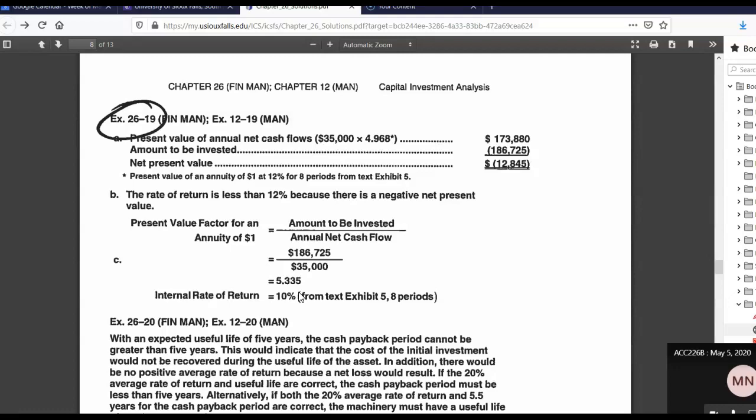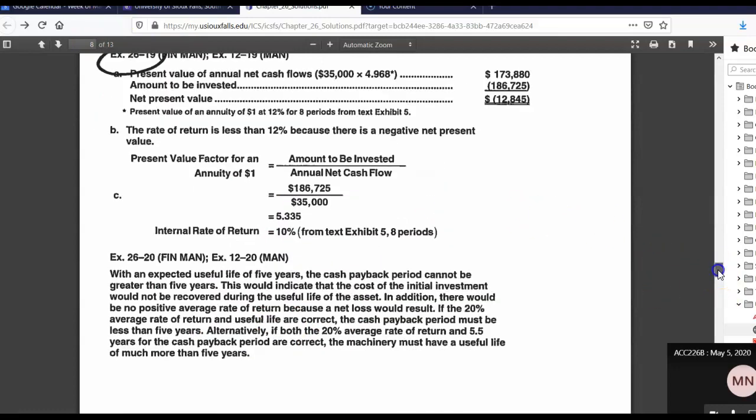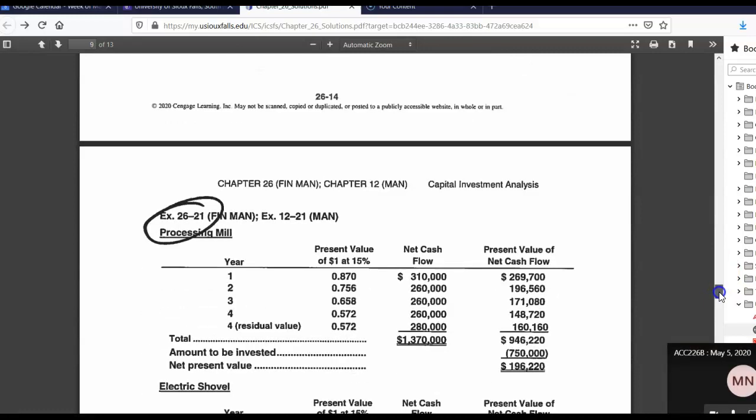Well, now if we go again back to Exhibit 5, scroll down to 8 periods, run your finger across to the right until you find that factor of 5.335 and look up and it aligns to 10%. So we didn't make 12%, but we now know it's exactly 10%. Questions on number 19?